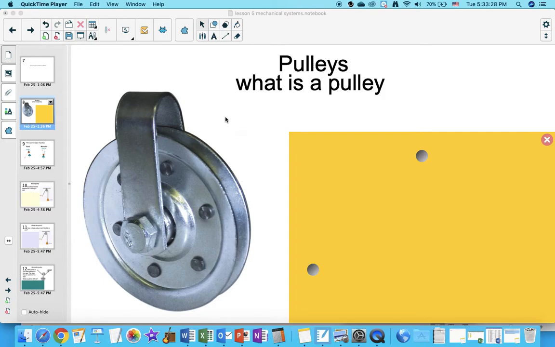Watching this video, you're watching my lesson on pulleys. This is the second half of this lesson that will focus on a different simple machine. In this lesson, we'll be focusing on pulleys.